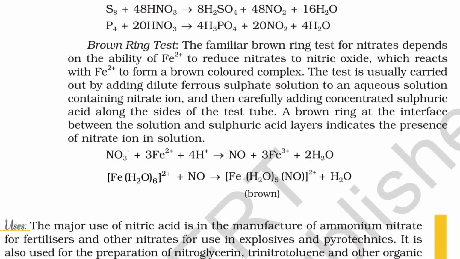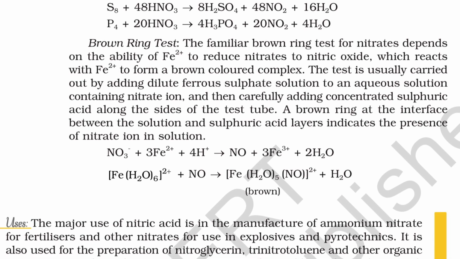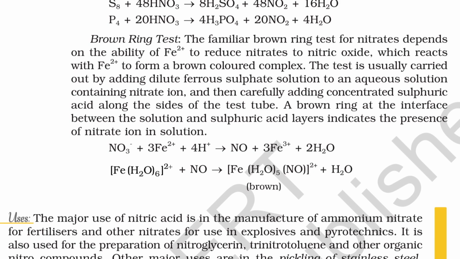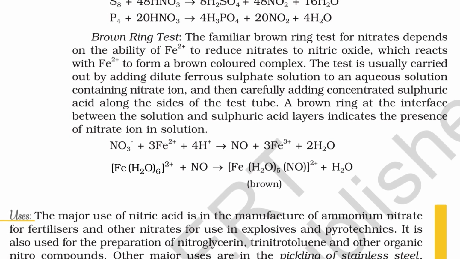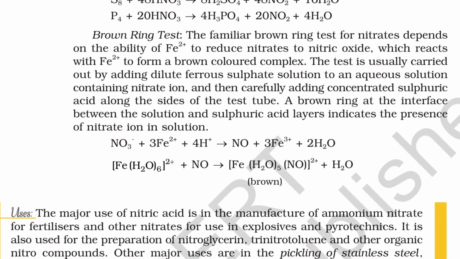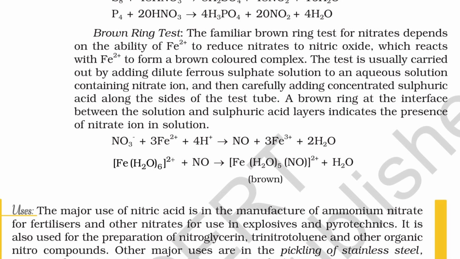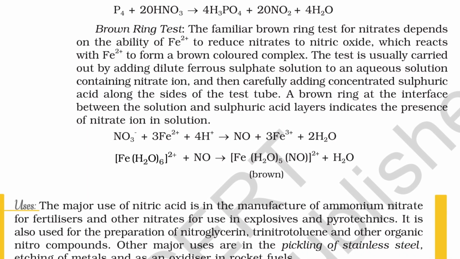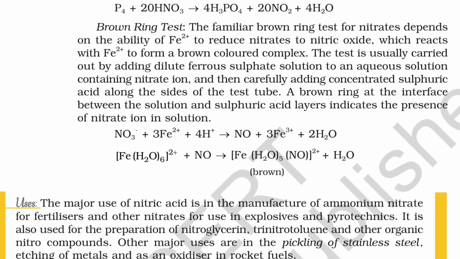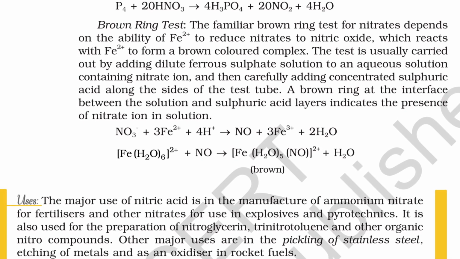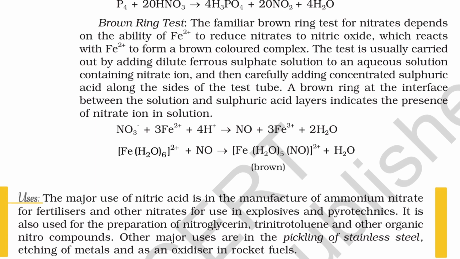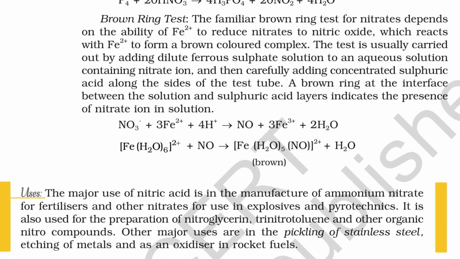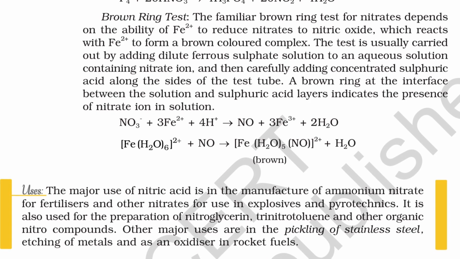Most common question. Uses. The major use of nitric acid is in the manufacture of ammonium nitrate for fertilizers and other nitrates for use in explosives and pyrotechnics. It is also used for the preparation of nitroglycerin, trinitrotoluene, and other organic nitro compounds. Other major uses are in the pickling of stainless steel, etching of metals, and as an oxidizer in rocket fuels.